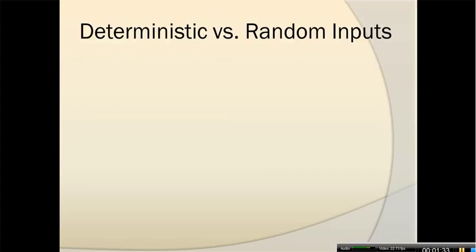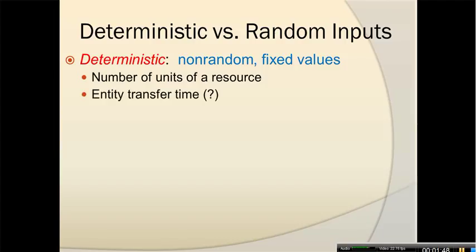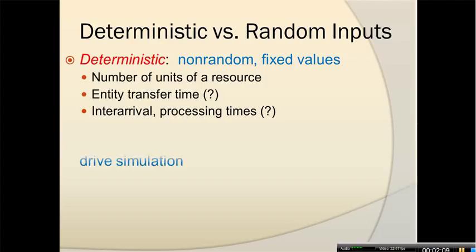When we talk about different types of inputs, we distinguish between deterministic and random inputs. Deterministic inputs are non-random, they have fixed values. An example is the number of units of a resource. Sometimes entity transfer time can also be deterministic. Sometimes when the arrivals are scheduled, then inter-arrival times could be deterministic, or if processing is strictly scheduled, then the processing times might be deterministic, but that depends.